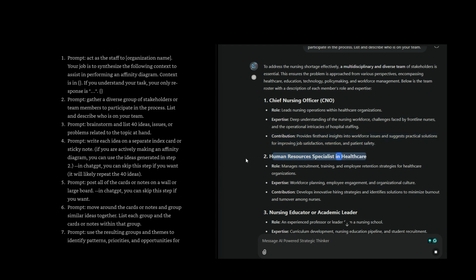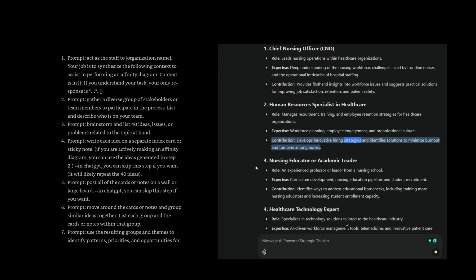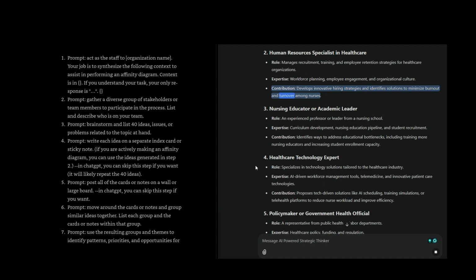2. Human resources specialist in healthcare. Role: manages recruitment, training, and employee retention strategies for healthcare organizations. Expertise: workforce planning, employee engagement, and organizational culture. Contribution: develops innovative hiring strategies and identifies solutions to minimize burnout and turnover among nurses.